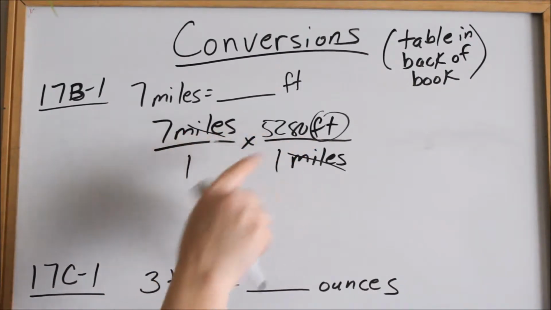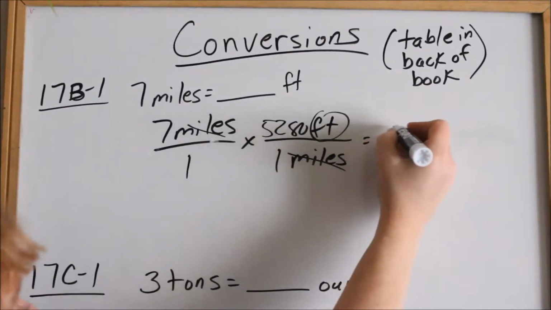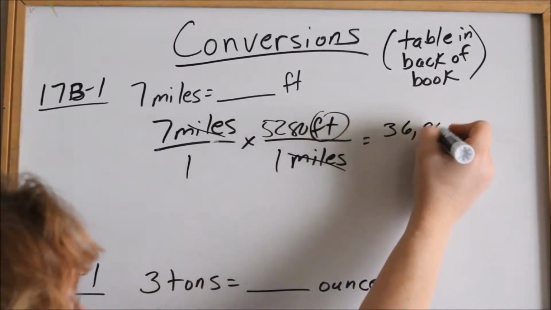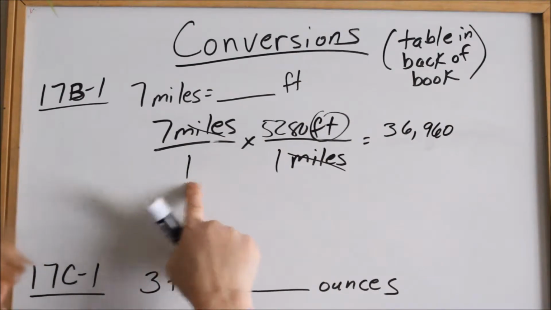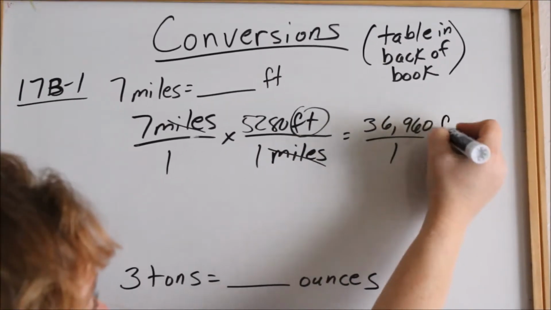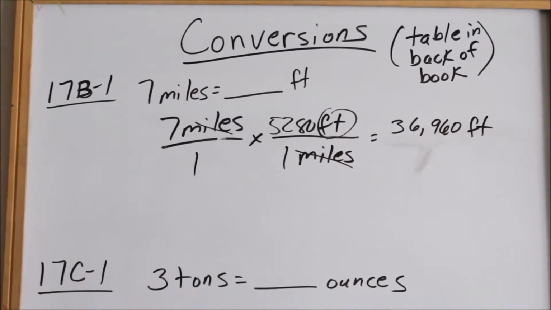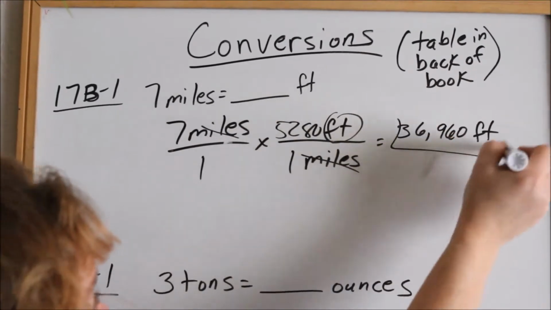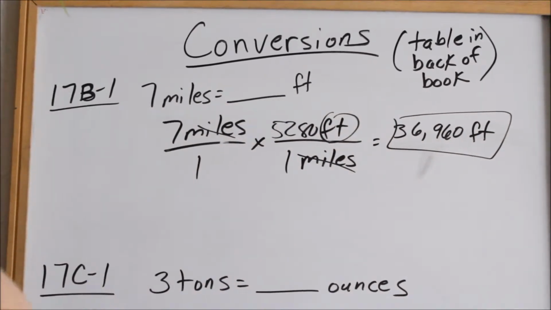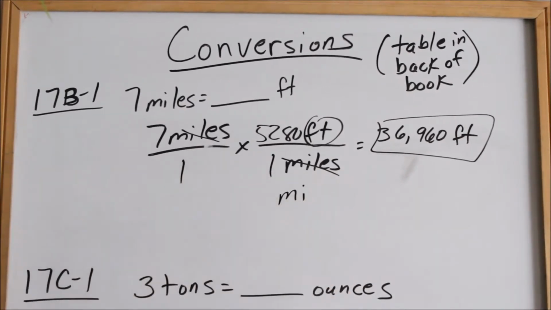So now we just multiply the numerator, which is 7 times 5,280. That is 36,960. And your denominator is 1 times 1, which is 1. That's not necessary to write. And your unit that you have left is feet. So 36,960 feet.